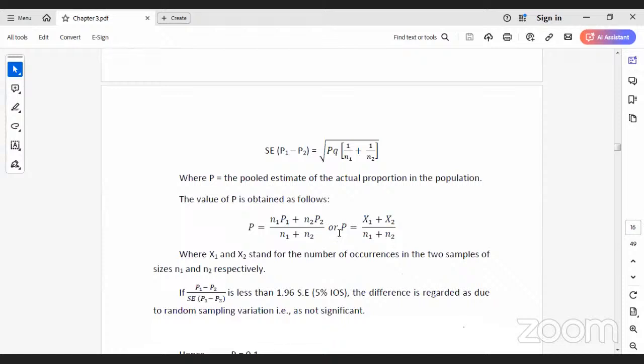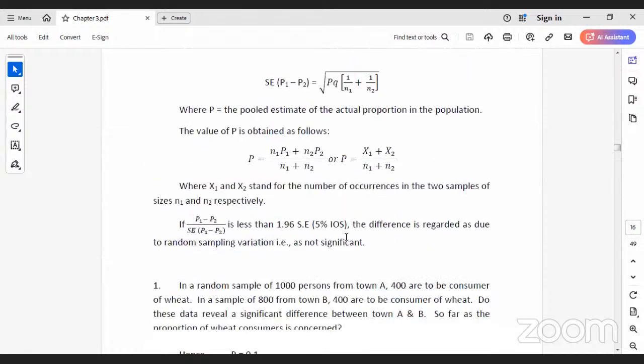So here P1 value and P2 value we need to find out. Always P indicates probability of success and Q indicates probability of failure. So we need to find out the proportion of success two times here. So this is the formula. Standard error of P1 minus P2 is equal to under root PQ into 1 by N1 plus 1 by N2.